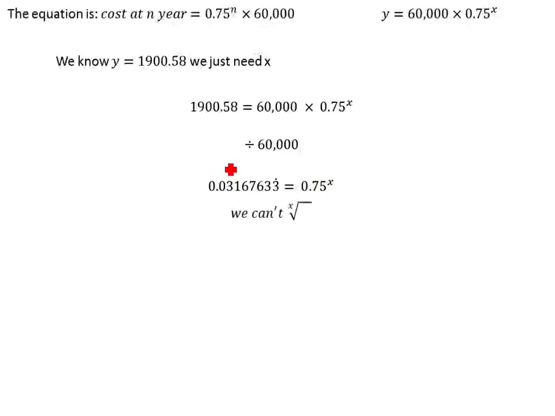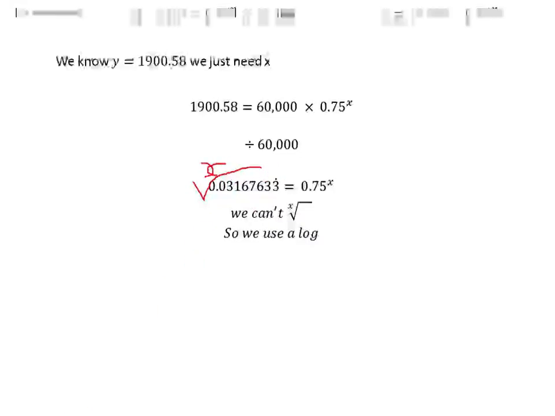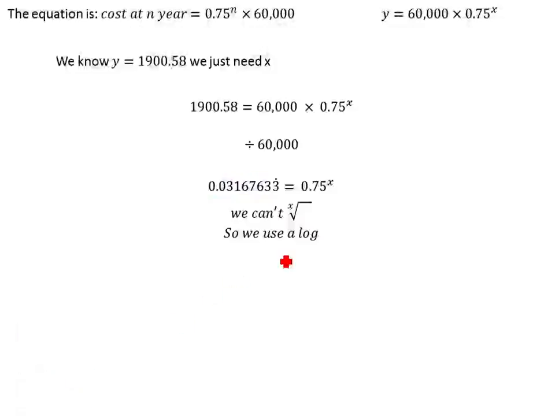Now you can't just do x roots, because then we'd have the x root of this equals 75, which doesn't solve for x. So we use a thing called a log. Well, no, it's just called log, but that's how I wrote it down. So it'd be log base 0.75 of this number equals x, which equals approximately 12.